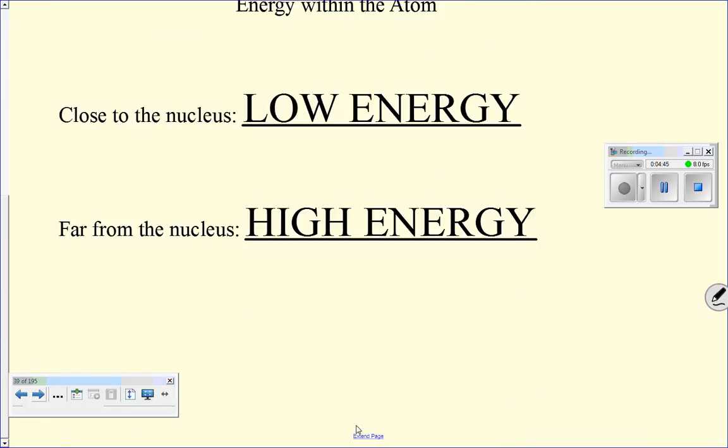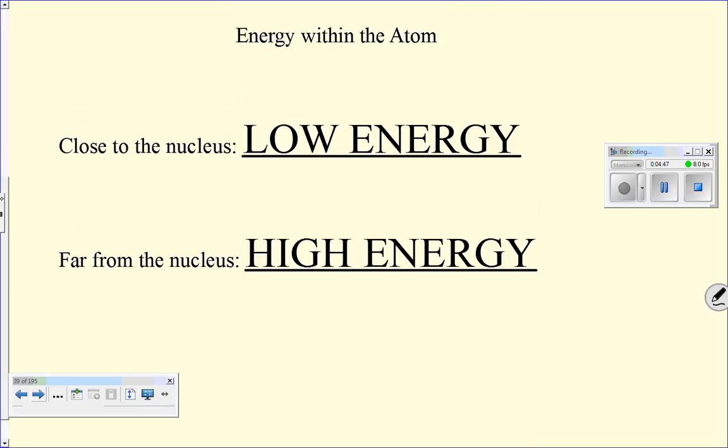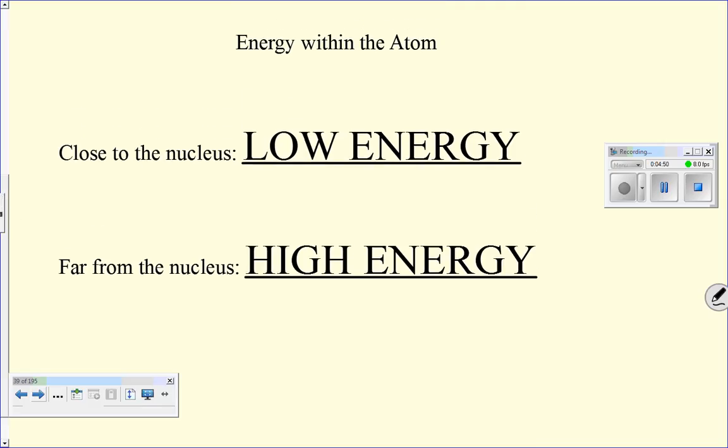And again, energy within the atom, as far as your proximity to the nucleus: the closer you are to the nucleus, the lower the energy. The farther you are from the nucleus, the higher the energy. So it's very important to keep that in mind. Another thing that's really important to reiterate is that every single electron is in a slightly different place. No two electrons can be in the same place at once, just like no two people can. So every electron has its own individual energy.